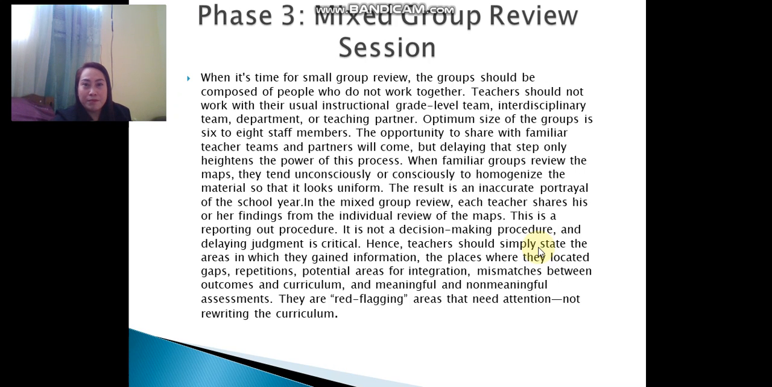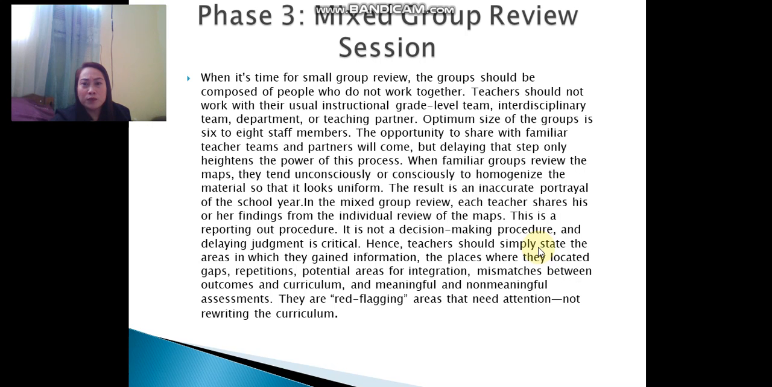In phase 3, mixed group review session, in this small group review, the group should be composed of people who do not work together. Teachers should not work with their usual instructional grade level team, interdisciplinary team, department, or teaching partner. The optimum size of the group is 6 to 8 staff members. The opportunity to share with the familiar teacher teams and partners will come, but delaying that step only heightens the power of this process.